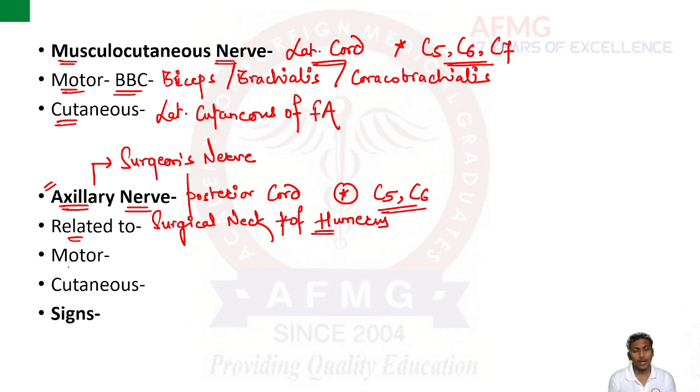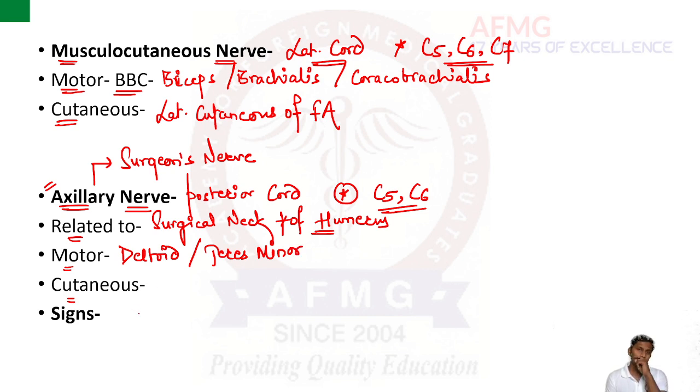If I talk about the motor innervation and the cutaneous innervation of your axillary nerve, first of all, please remember, the axillary nerve innervates two muscles. First is your deltoid muscle and second is your teres minor muscle. Both of these are innervated by the axillary nerve.